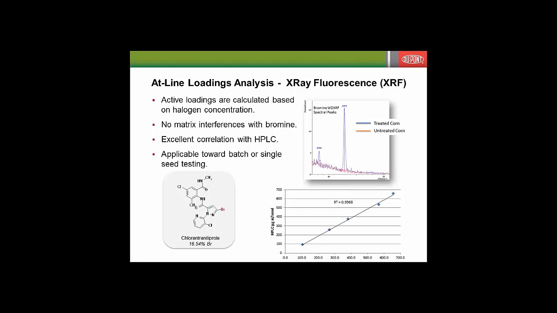In the case of this particular pesticide, there is a bromine atom on the molecule, and that bromine atom allows the use of X-ray fluorescence to measure its presence in samples, and that can then be used in order to correlate X-ray fluorescence signals to true loadings. We haven't found matrix interferences surrounding bromine, and we've seen excellent correlation with HPLC. This has applicability both to run batch analysis as well as to look at single seeds.